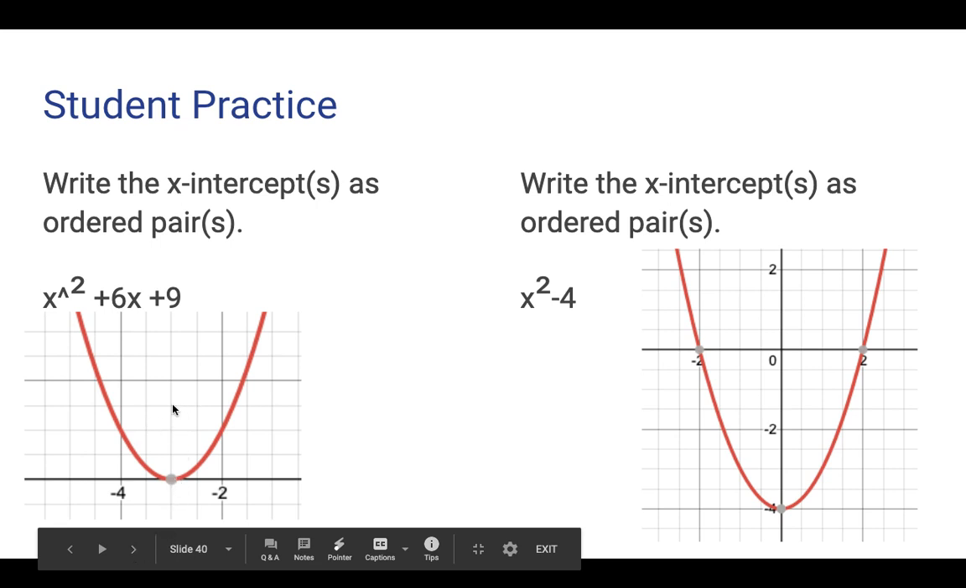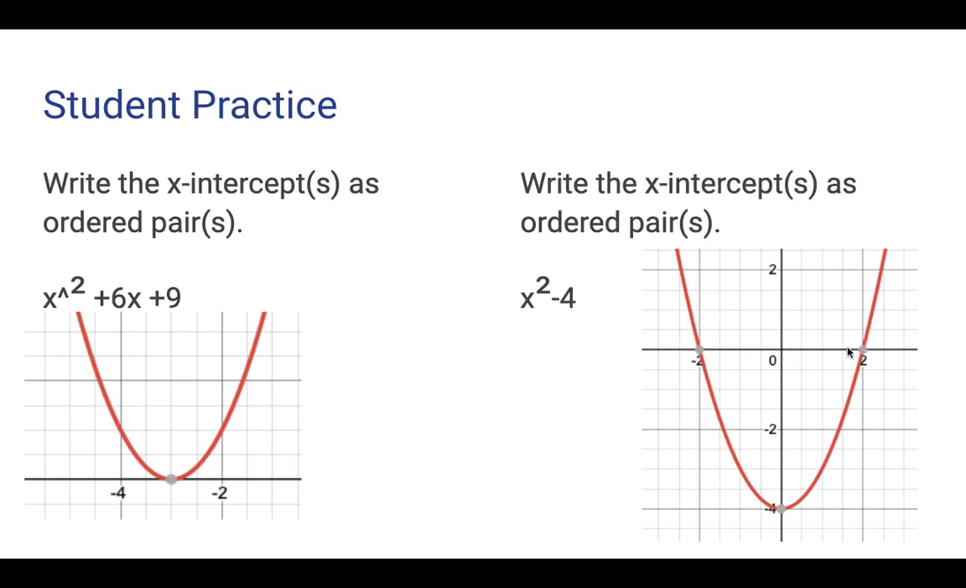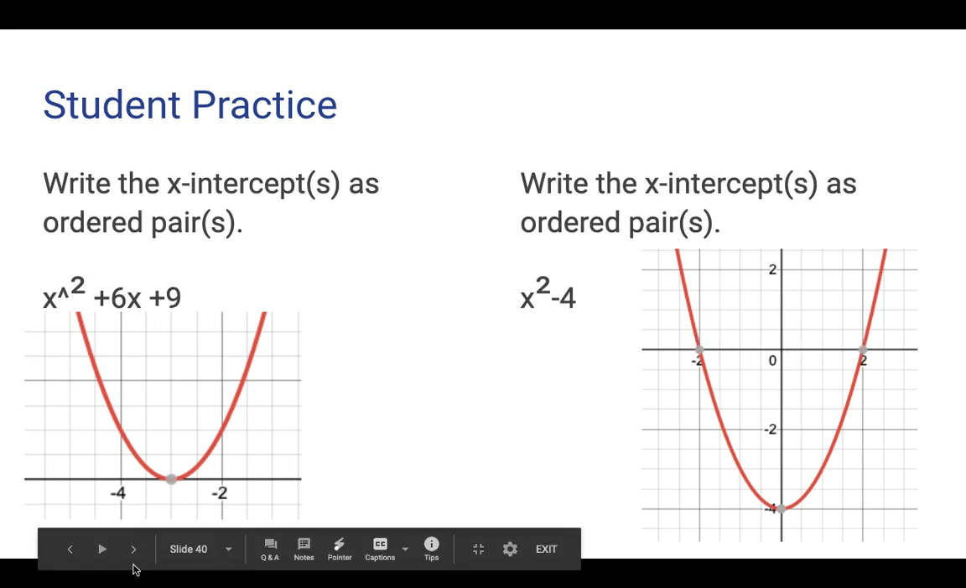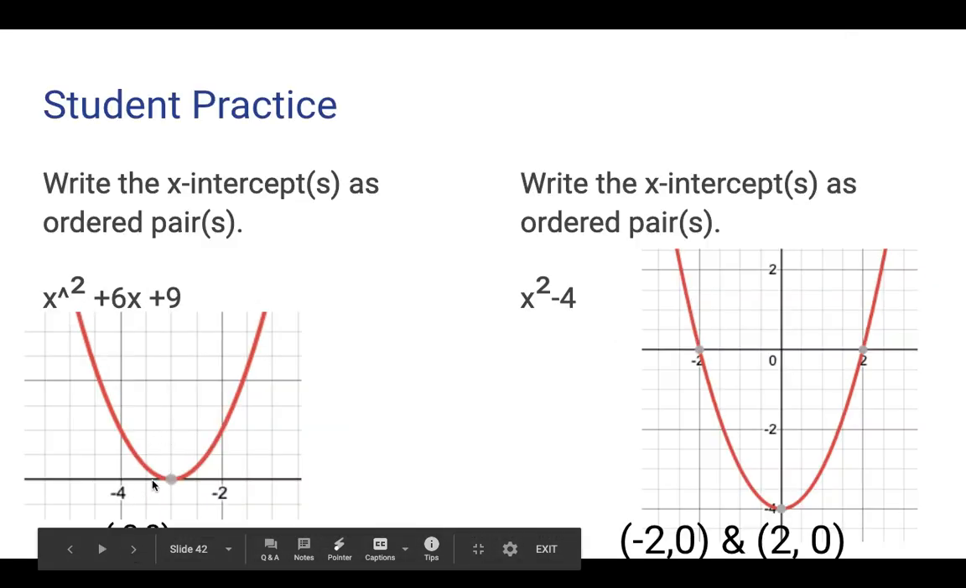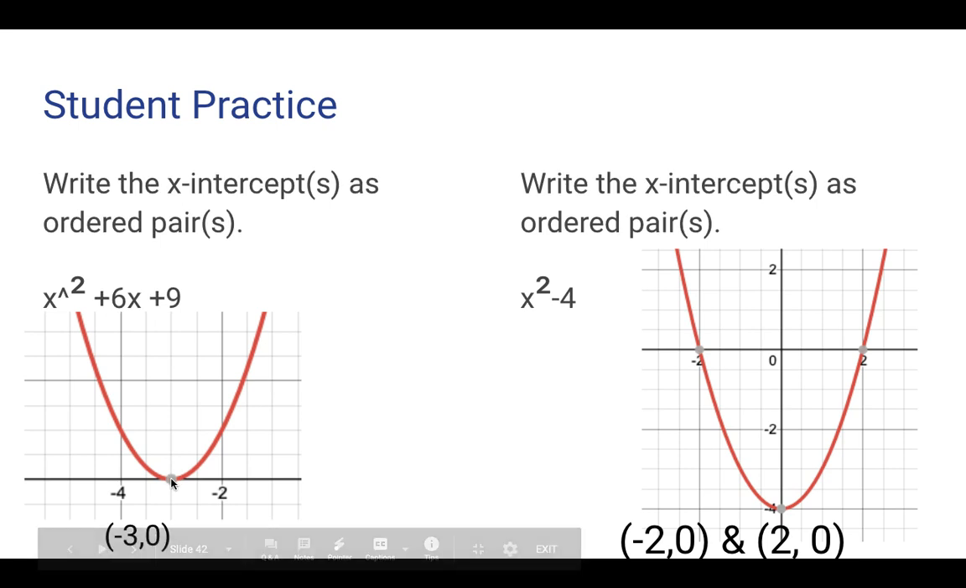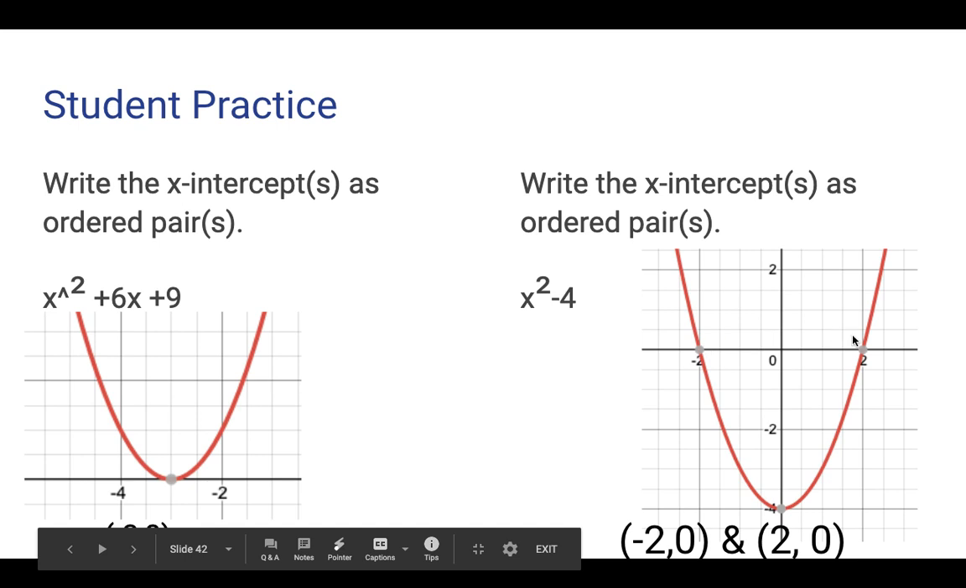Please pause the video and write down the x-intercepts of these graphs. So the x-intercept for this first one, since it's a perfect square trinomial, is at -3. It has one x-intercept, and this one has two x-intercepts at 2 and -2. Notice this point is the y-intercept. We're talking about the x-intercept where it crosses the x-axis.